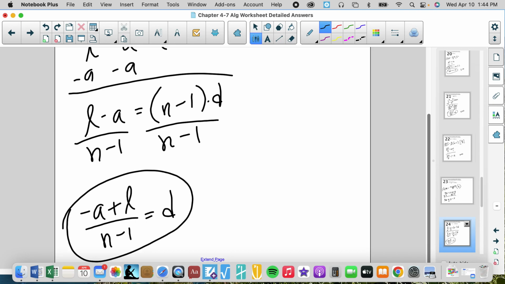And then what can't we have in the denominator? N can't equal 0. N cannot equal 1. Because when N is 1, 1 minus 1 gives us 0. So this is a little bit different.